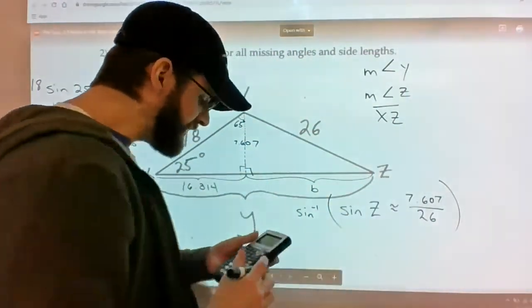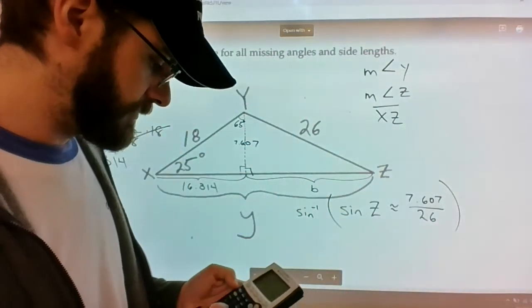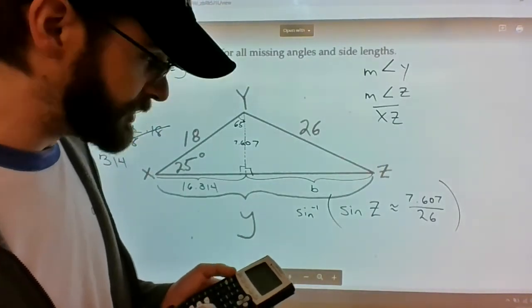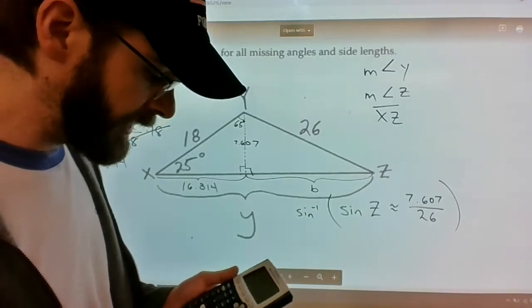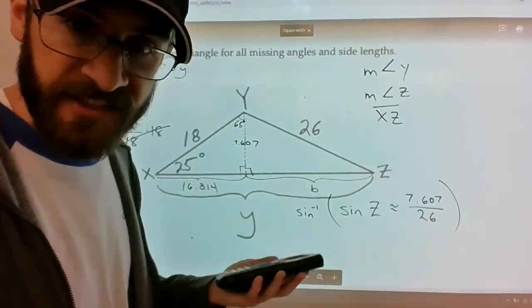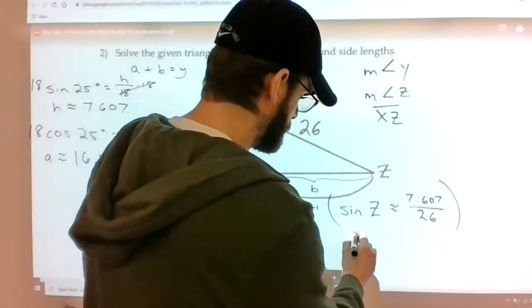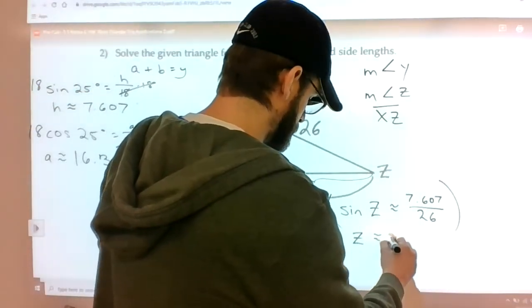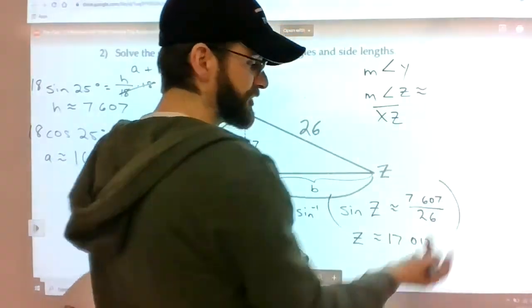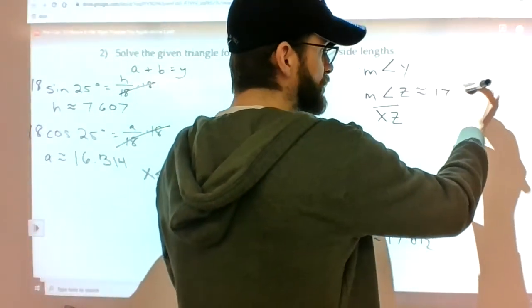So if we apply the inverse sine to 7.607 divided by 26 in degree mode, it gives us 17.012 degrees as the value of z. So we've got one of our angle measures, at least we have an approximation of it.